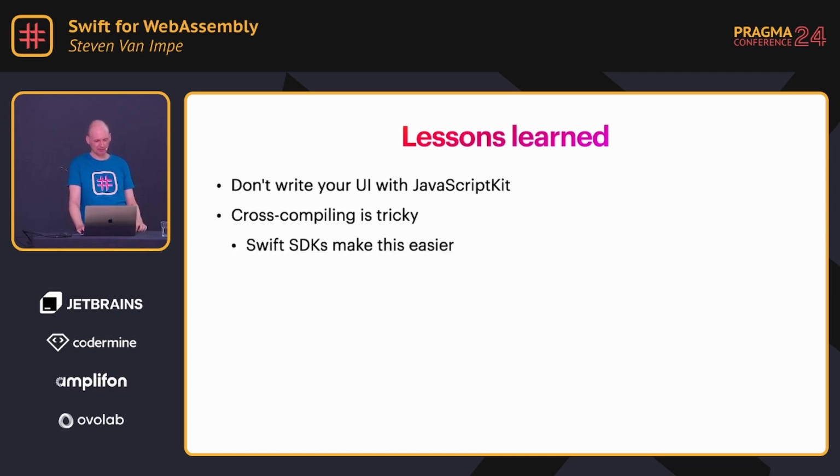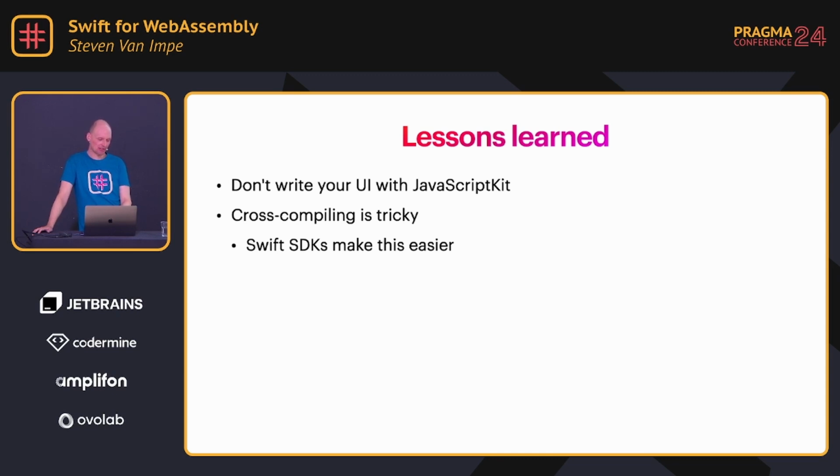Fortunately, we now have Swift SDKs. So if you're unfamiliar with Swift SDKs, you can add support for different target triples to your normal toolchain. So if you use SDKs, you no longer need to download a complete SwiftWasm toolchain. You can just get the SwiftWasm Swift SDK and add support for WebAssembly to your normal Swift toolchain.